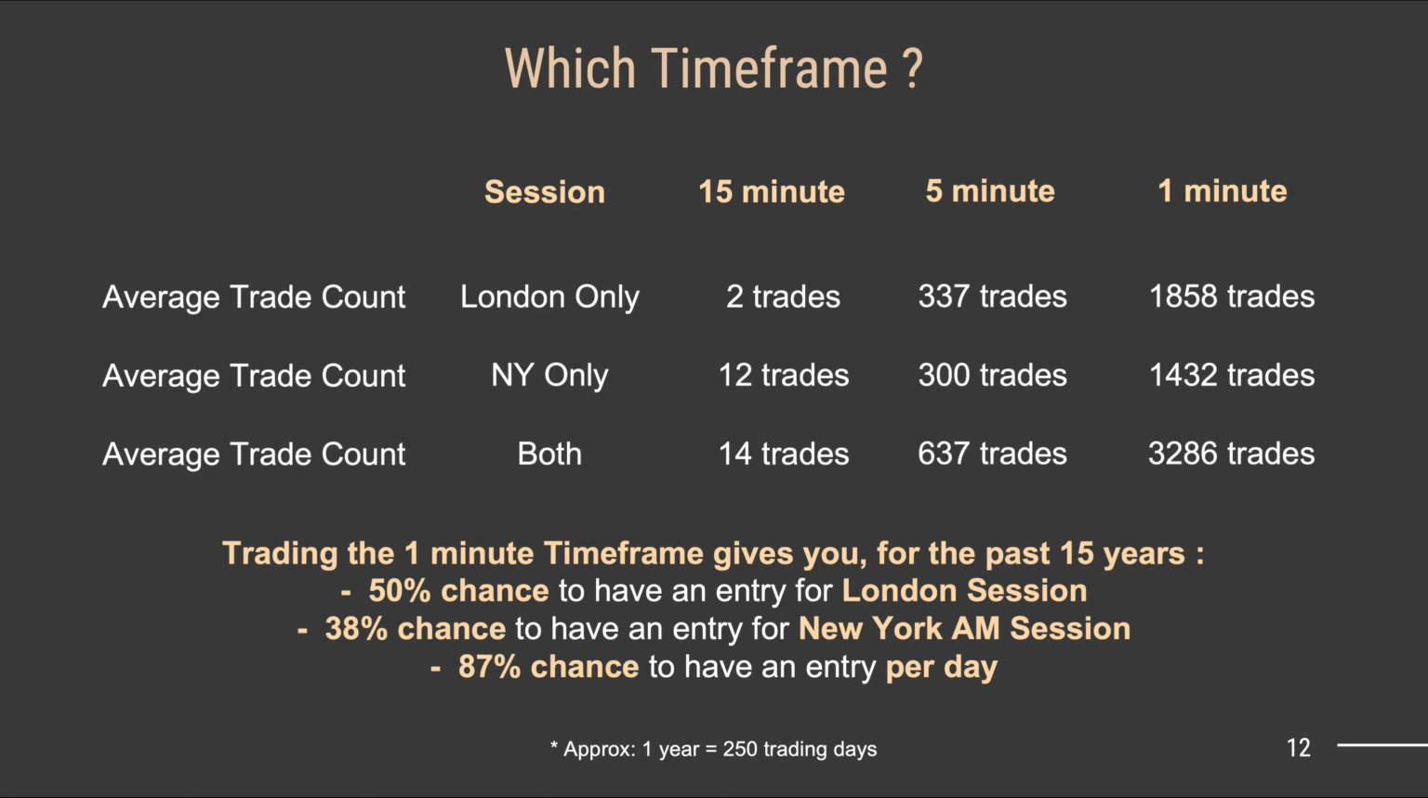If we take the approximation that 1 year is around 250 trading days, then we have the following percentages. A 50% chance to have an entry for the London session over the past 15 years, 38% for the New York AM session, and an 87% chance to have one entry per day if you follow both sessions, London and New York AM. Okay? This is what the table means.